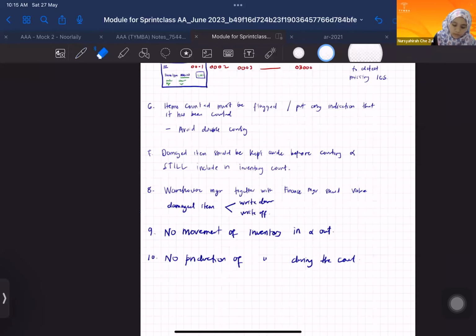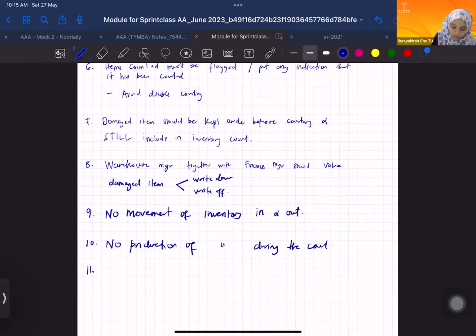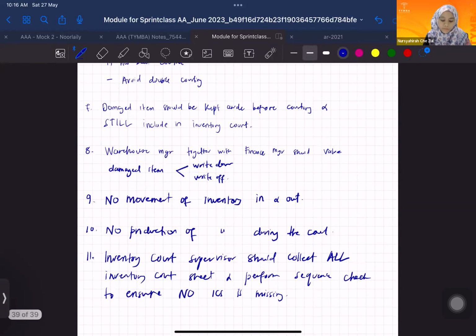Oh yeah, last one, number 11. The inventory count supervisor should collect all inventory count sheets and perform a sequence check to ensure no inventory count sheet is missing. Okay, alright, done.